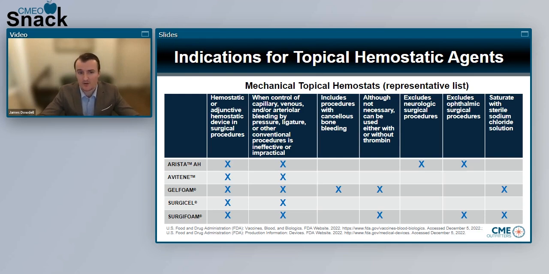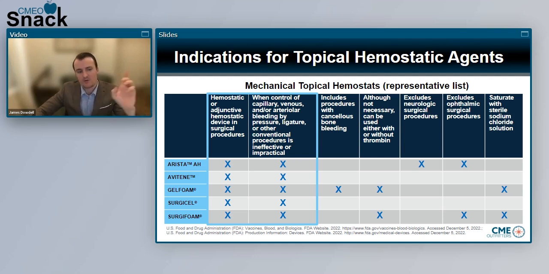I'm going to step through these quickly for each category, starting with the mechanical topical hemostats, okay? So the mechanical ones, that's the gelatins, that's the collagens, that's the polysaccharide spheres. What are they used for? You can see these check marks over here. They're used as an adjunct hemostatic device in surgical procedures. They're used when you can't control vessel bleeding by other conventional procedures, right? You can't get pressure. You can't do ligature. You can't reach the vessel that's bleeding. But now we're going to see in specific categories that some are used and some are not used, okay?